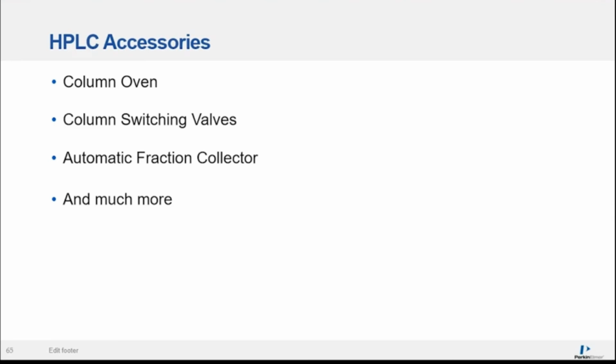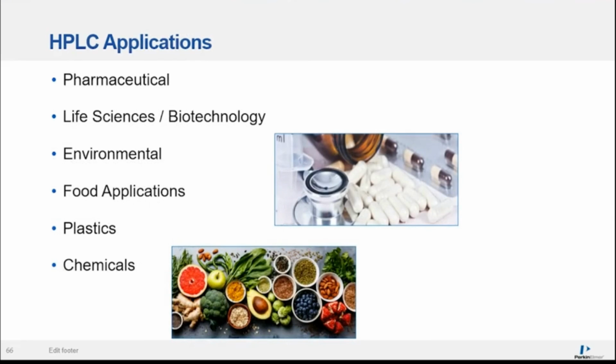And again, as I've said, HPLC is everywhere. If you can dissolve the sample, we can analyze it. The biggest market is, of course, pharmaceuticals, followed by food applications. But there are applications in life science, in the environment, in plastics, and in chemicals.